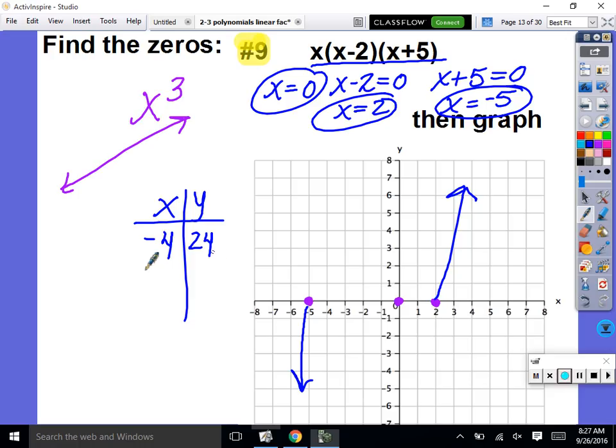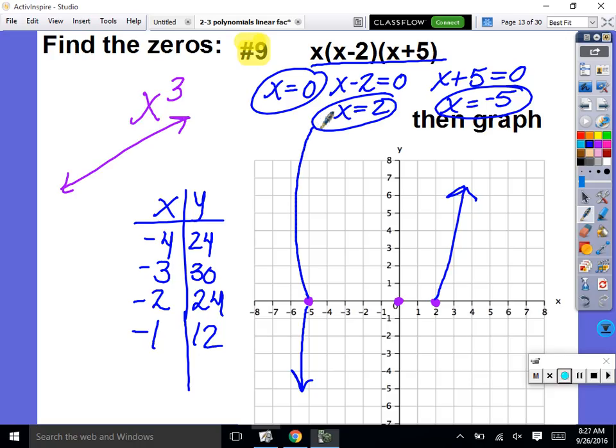I don't want to plot that one. It's too high up. What's -3? 30? Don't want to plot that one. How about -2? 24. And then how about -1? -1 and 12. Okay, so we do know it's coming clear up here, correct? And then at -1, it's up at 12. So somewhere right here it's crossing. So then it has to come down and touch that 0.